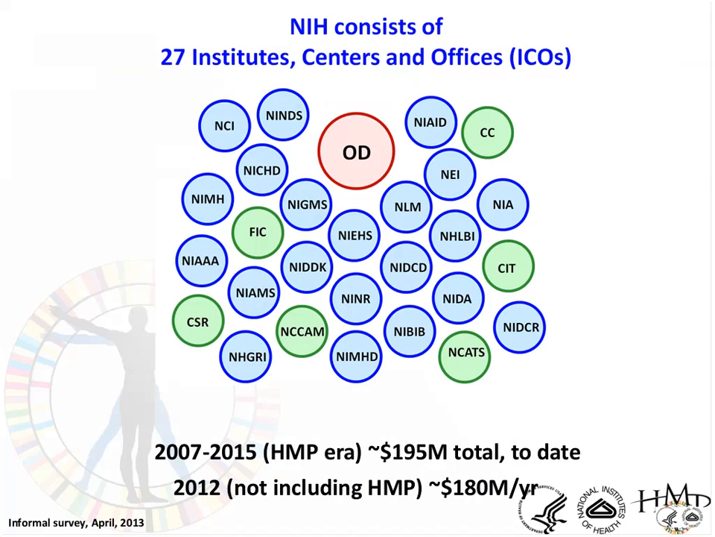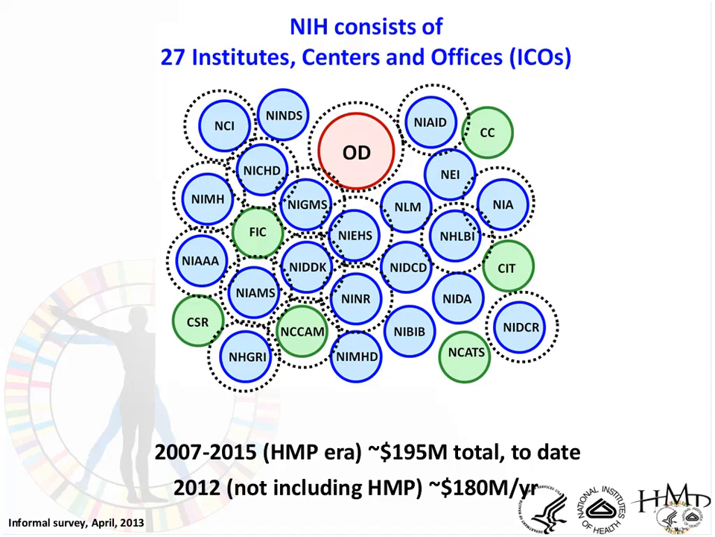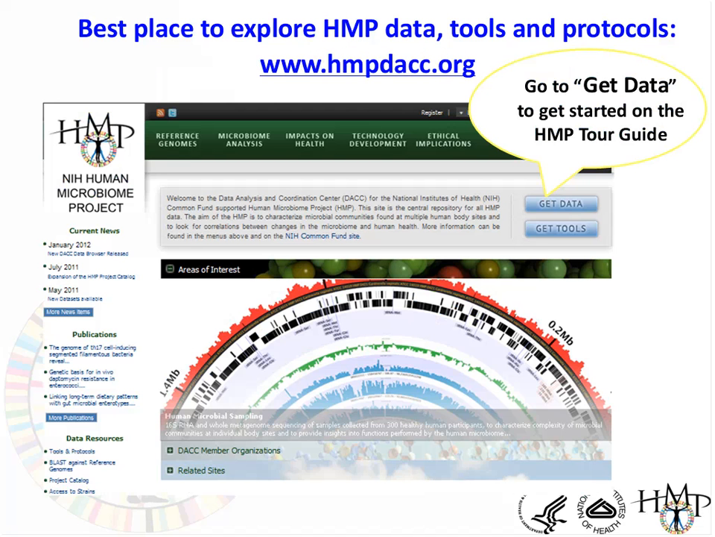So in other words, a very healthy level of support, and that will only continue to grow within the NIH. And these black circles around the institute show the 16 different institutes that are really taking on the microbiome in a big way in their own institutes.